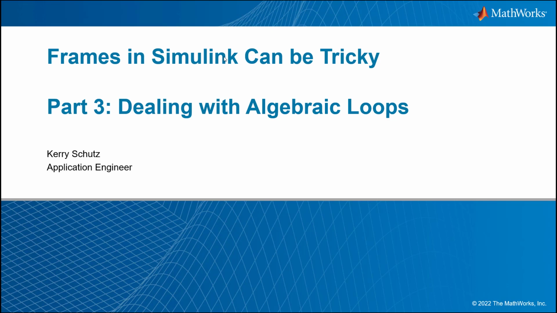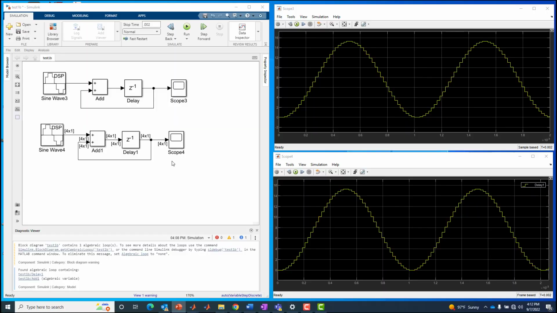So let's go off to the model and see where we left off. This was our frame-based version of our discrete-time integrator. It contains an algebraic loop. It kind of tells you where. It's essentially the loop itself. As I mentioned last time, this loop is physically unrealizable, so that's bad. And two, you'll take a simulation speed hit, also bad. So we'd like to resolve that.